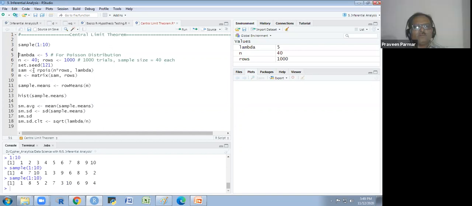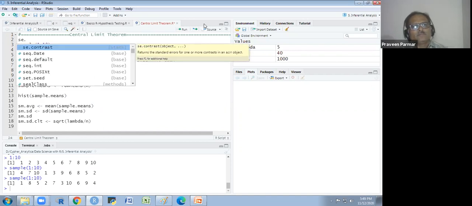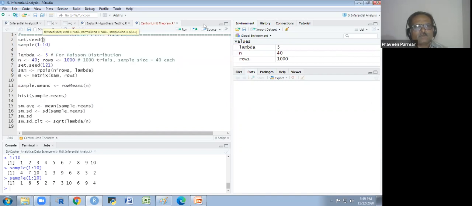So if I put some set seed here, any number from 1 to 999,999, I could put any number here. Every number has a different algorithm for selecting the numbers. Okay. Yes. So set seed means it is not real random now. It is pseudo random.